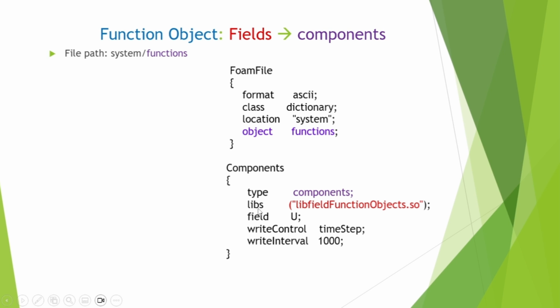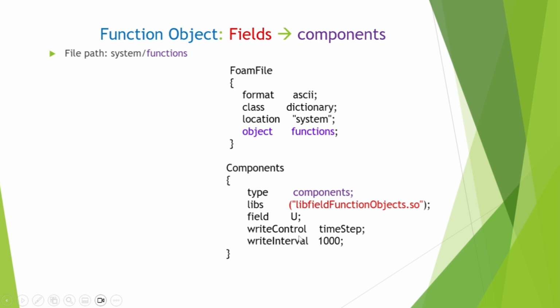Then comes libs. So this is the standard library lib.so file which contains the function objects. So we add this here. The field, the state variable, the vector name should be given here. So in this simulation, velocity is a vector, so we just write U. No need to write Ux, Uy, Uz. We just write U so that it will extract the components.